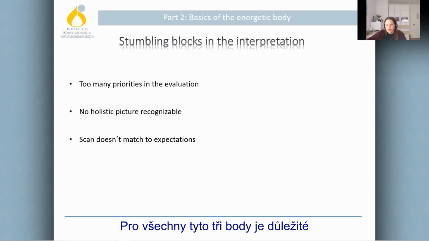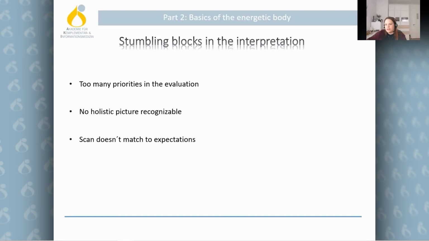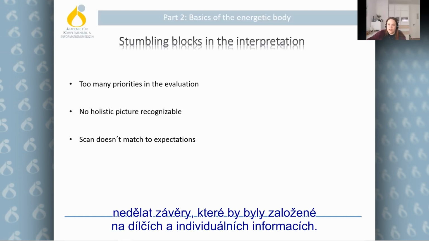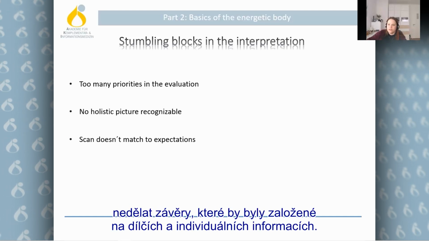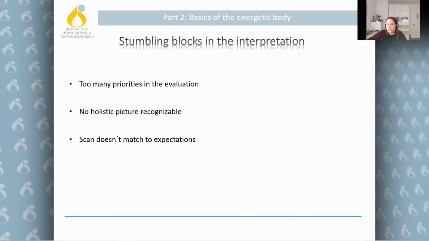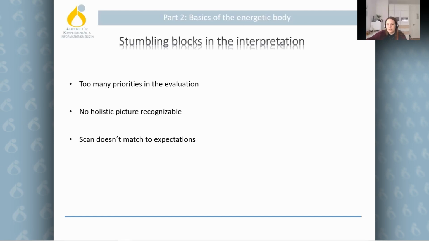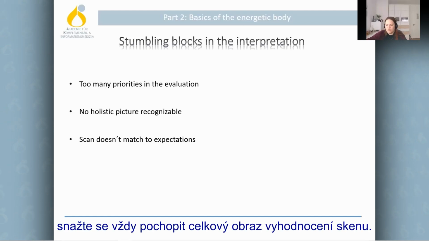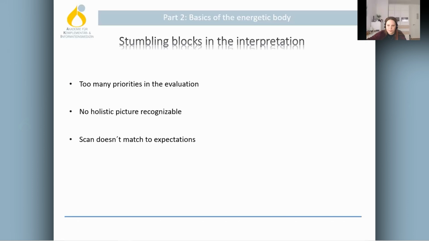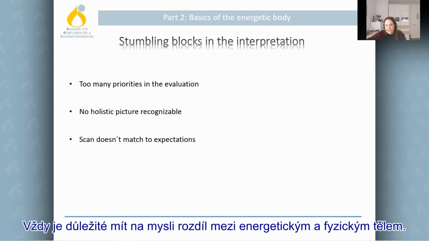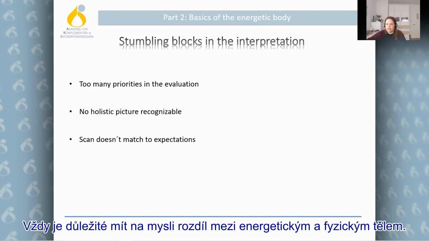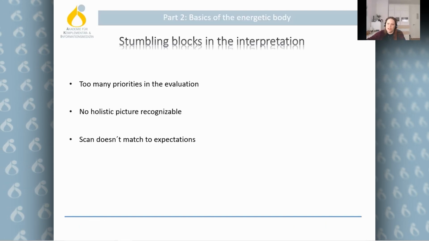So with all of these 3 points, it's important that we look at the scan holistically and that we don't jump to conclusions based on individual pieces of information. Don't pick individual pieces of the evaluation, try to see the whole picture of the evaluation and the scan. And it's important to remember the difference between the energetic and the physical body that we had before.